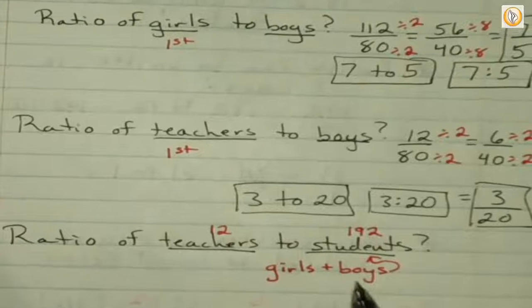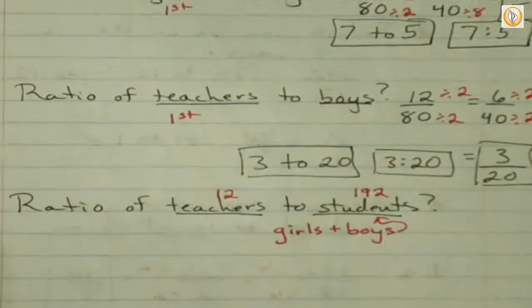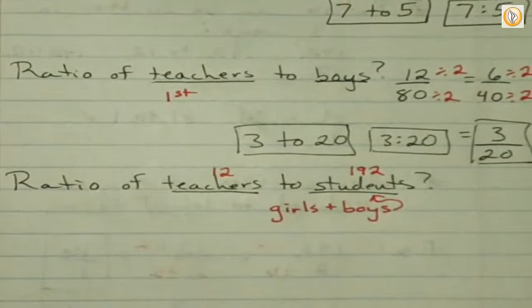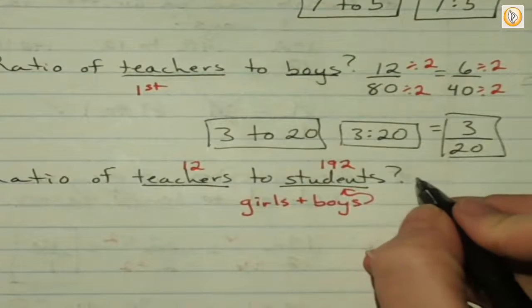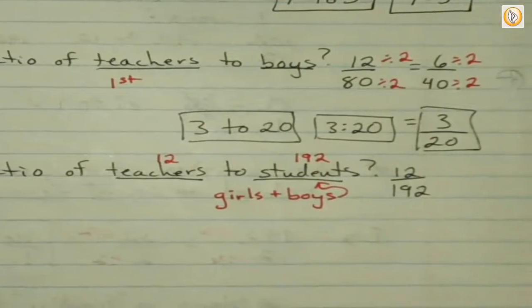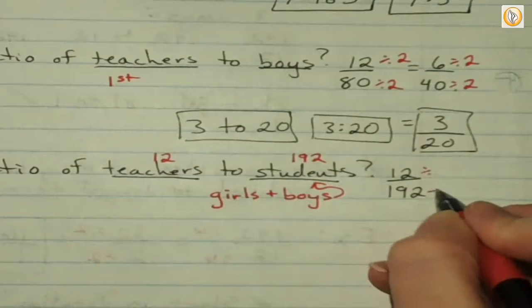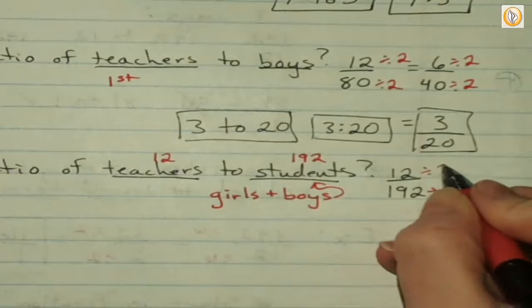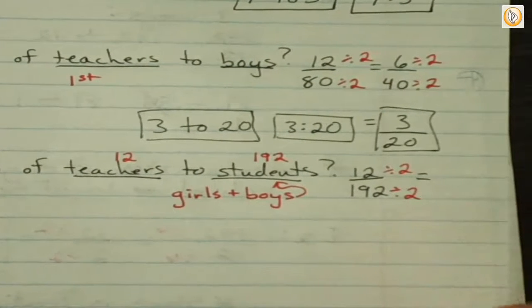Does everyone see where he got the number for students? Yes, ma'am. All right, so how would I write that? 12 over 192. So technically, it's not a fraction. That's right. All right, so how would I put it in lowest terms? You have to divide by 2. And what do you get, Joseph?